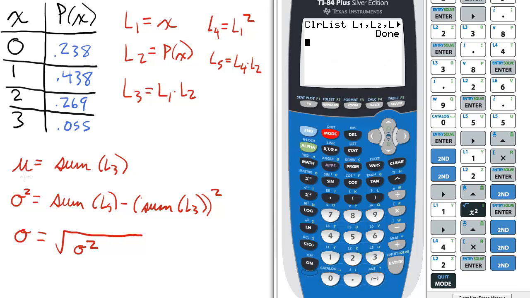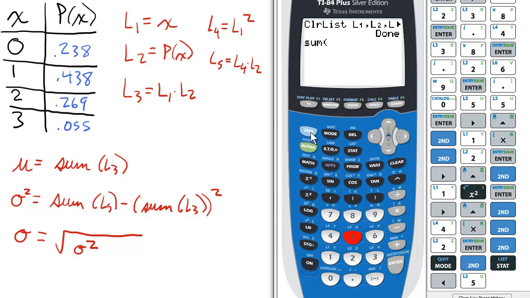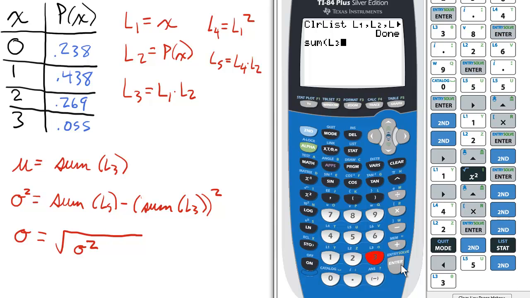Here, to find the mean, which is the mu, it's going to be the sum of L3. So we press second and stat for the list. Scroll over to math. Select 5 for sum. And then second and 3 for L3. Cool, the mu to 2 decimal places is 1.14.